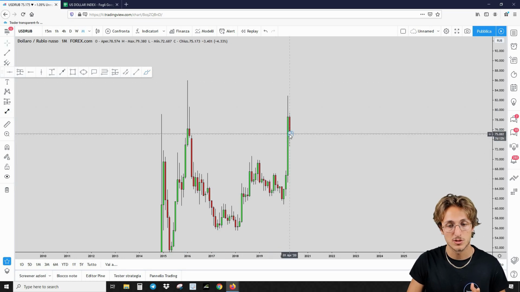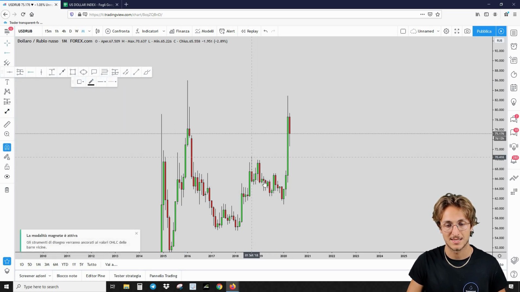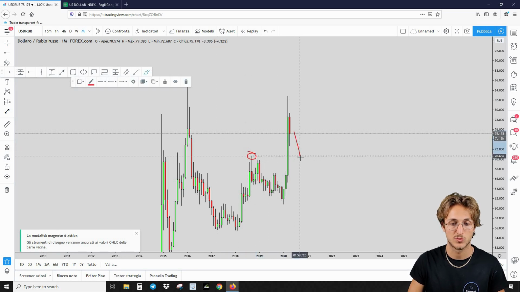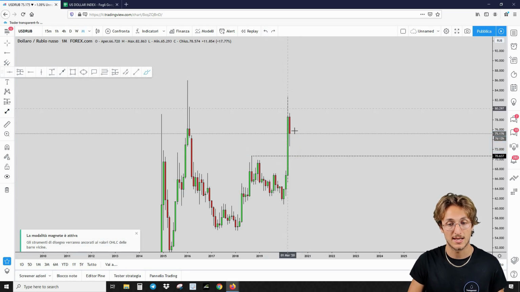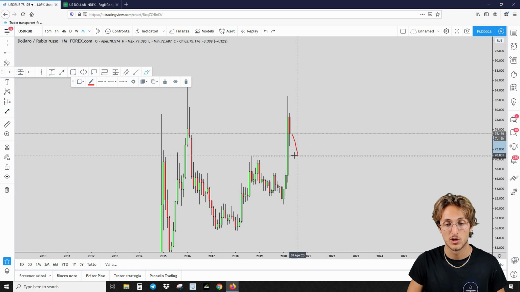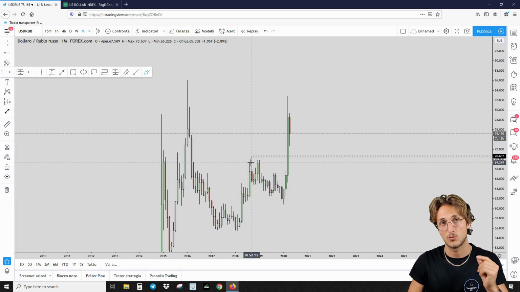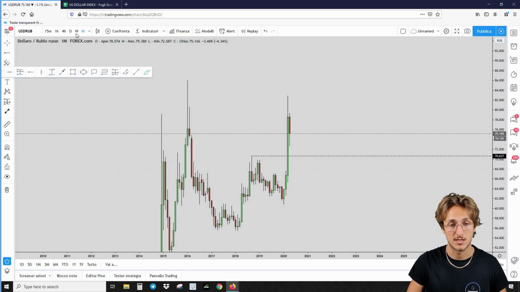The first support area that we have from a monthly perspective is here. Let's put a horizontal ray on it. This is the first support area that the market should encounter in a possible push to the downside, which we can expect considering the huge push to the upside that the market has just given us to see a deeper retracement. This is the first target zone to the downside that we can have for USDRUB.